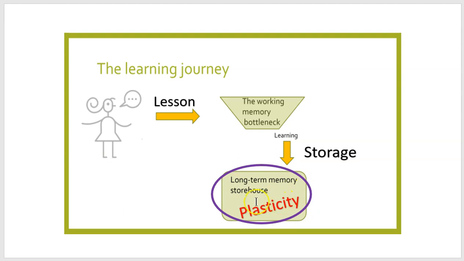concept of plasticity. The neurons that make up the cerebral cortex, where lots of our memories are stored, show the property of plasticity. They're capable of growing stronger connections as a result of learning experiences. We saw this in a previous lesson. Neurons that fire together wire together.